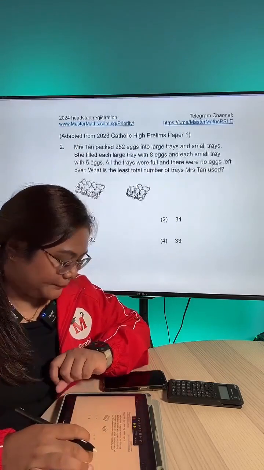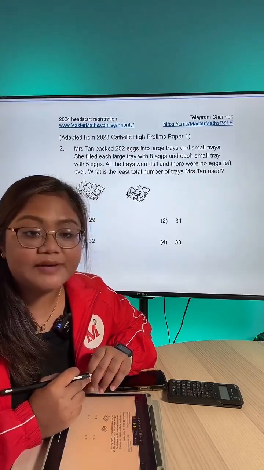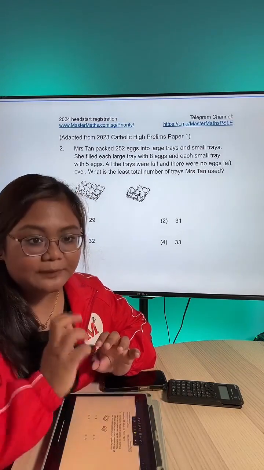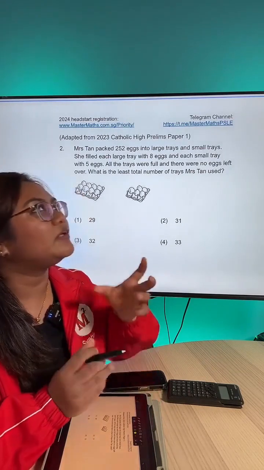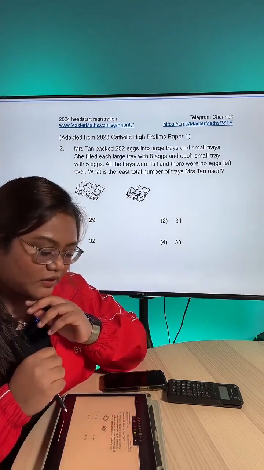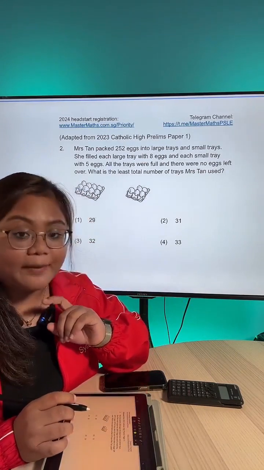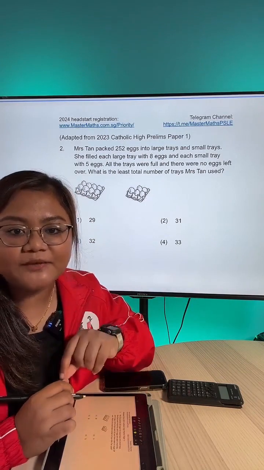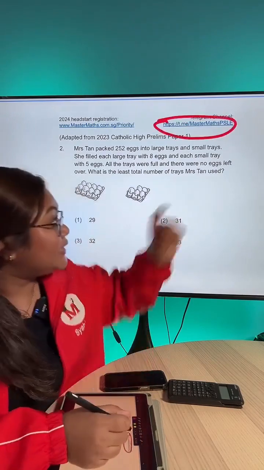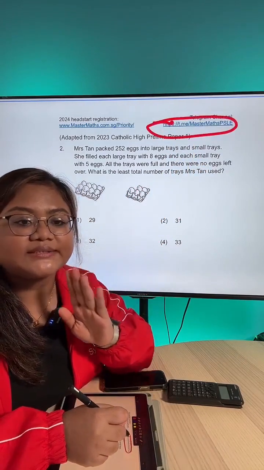Question number 2 is adapted from the Catholic High Prelims, Paper 1. This is actually a very similar question that appeared in PSLE as well. If I'm not wrong, it was about fitting tennis balls into boxes or containers. So a very similar question appeared in the actual PSLE paper as well.